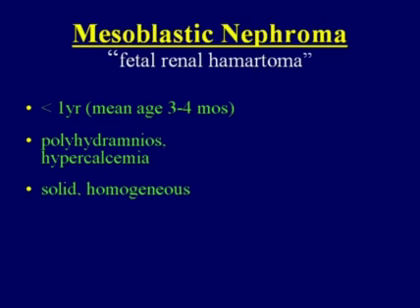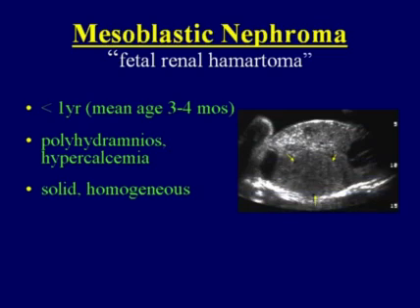Now, the first tumor we're going to talk about is the mesoblastic nephroma, which is otherwise referred to as the fetal renal hamartoma. This is a tumor that occurs typically in the very young infant, frequently less than 6 months, with a mean age of about 3 to 4 months. Not uncommonly, there may be a maternal history of polyhydramnios. There is an association of hypercalcemia with these infants. This sort of tumor is a very solid, homogeneous tumor.